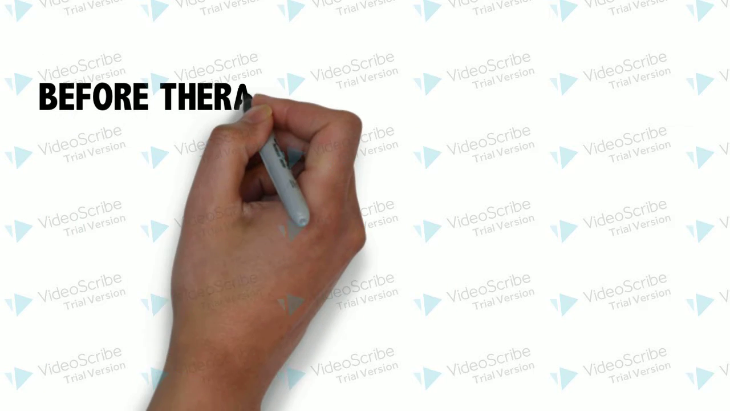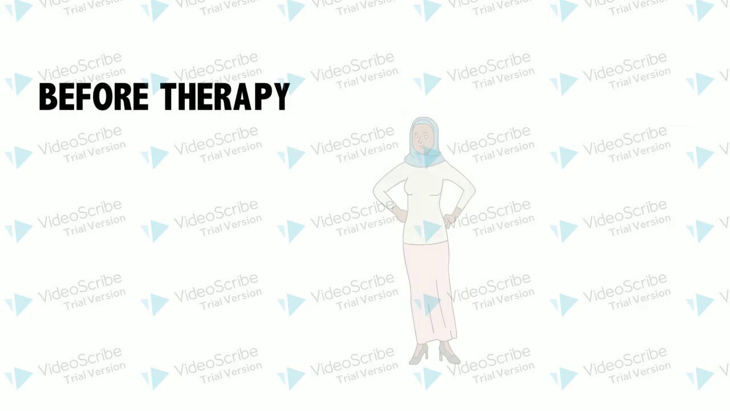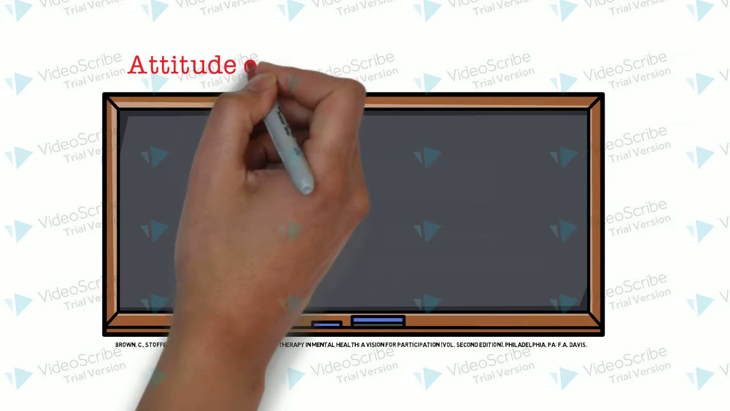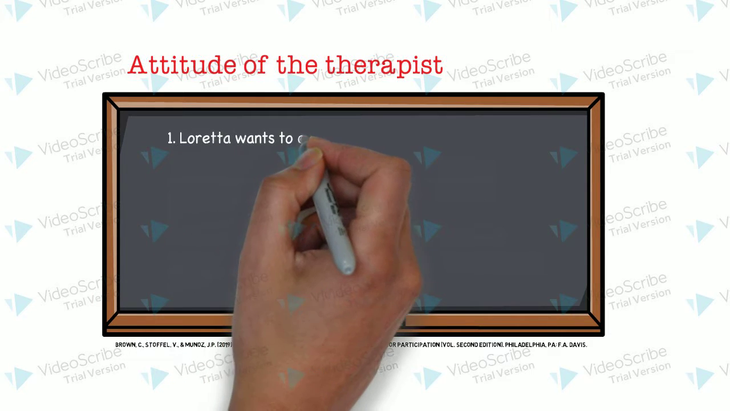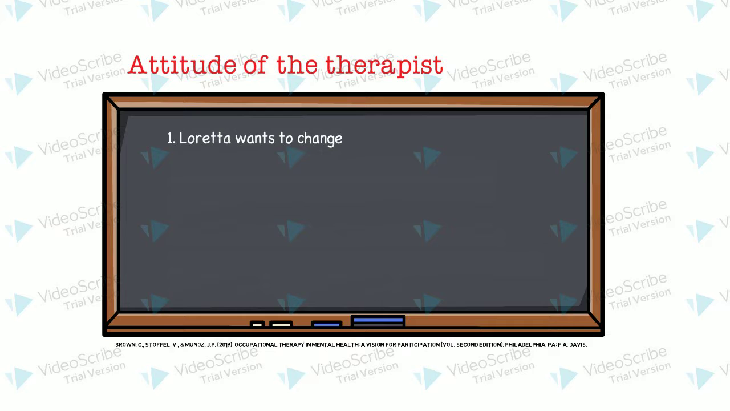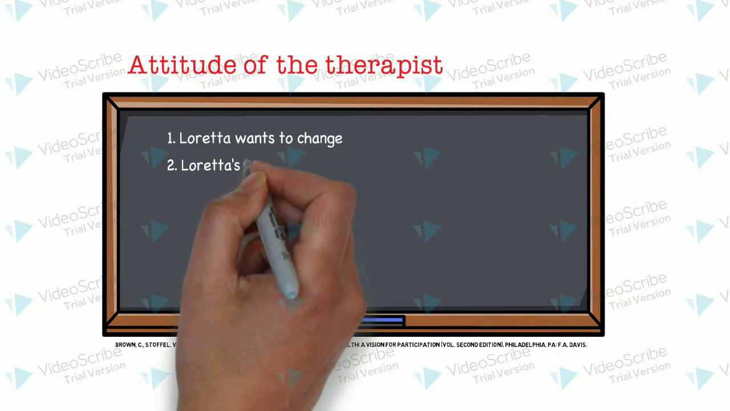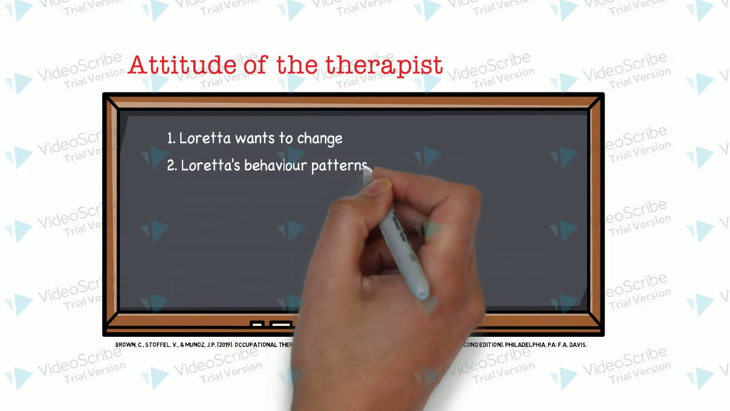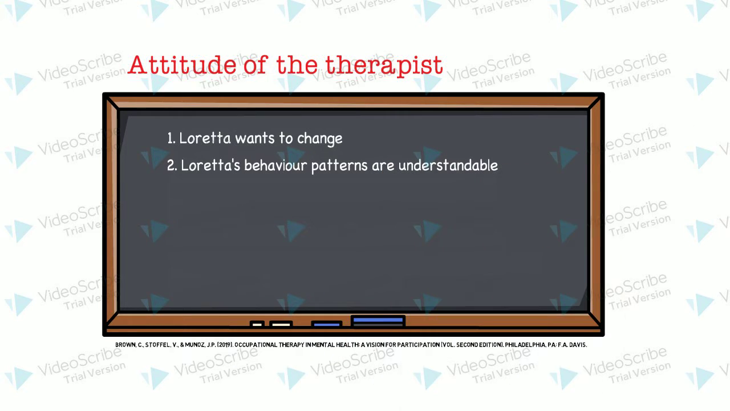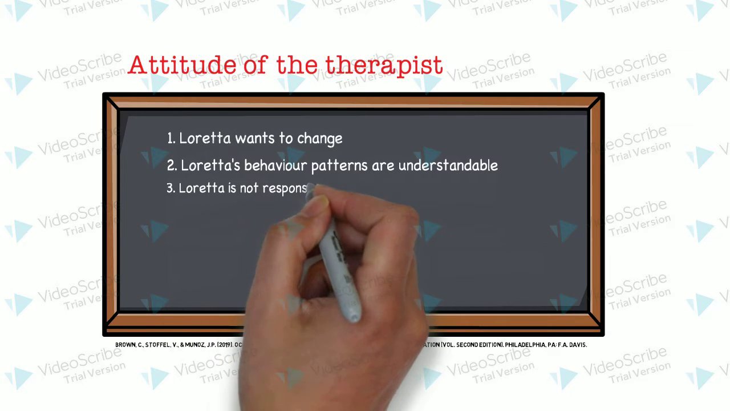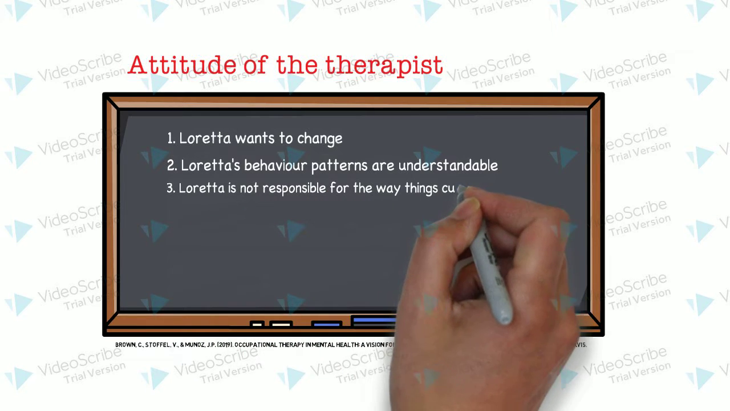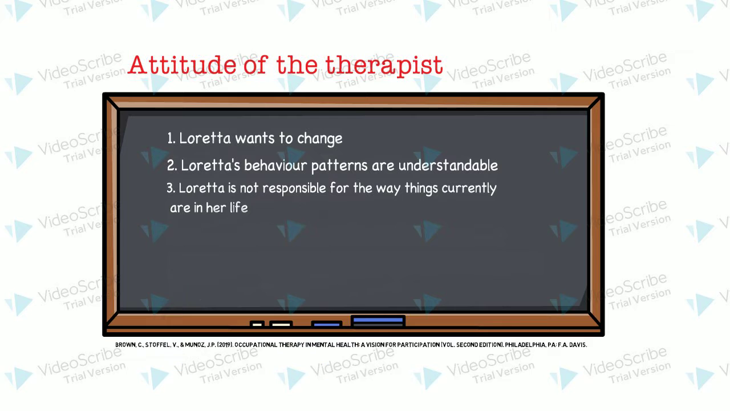Prior to DBT sessions, the occupational therapist must accept several working assumptions to establish appropriate attitude for therapy. Number 1, Loretta wants to change and is trying to do so, although at times it may not appear so. Number 2, Loretta's behavior patterns are understandable in light of her history and present circumstances. Number 3, Loretta is not responsible for the way things currently are in her life, but it is her personal responsibility to try to make them different.